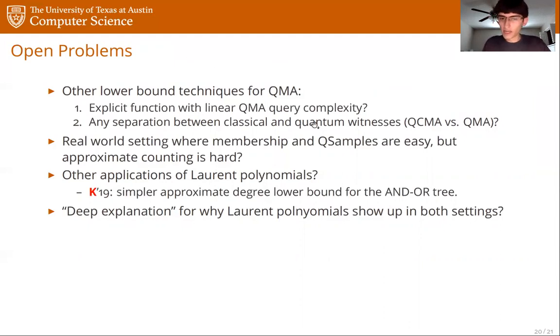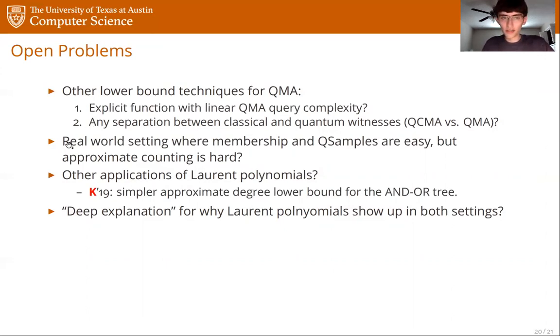We also don't know if there's any possible separation between classical and quantum witnesses. This is the famous QCMA versus QMA problem, where some people conjecture that there's maybe an exponential separation between these two measures. But we don't even know if there's a polynomial separation between the power of classical witnesses and quantum witnesses. So that's another very interesting open problem.